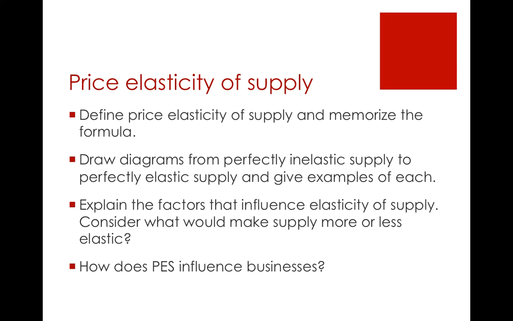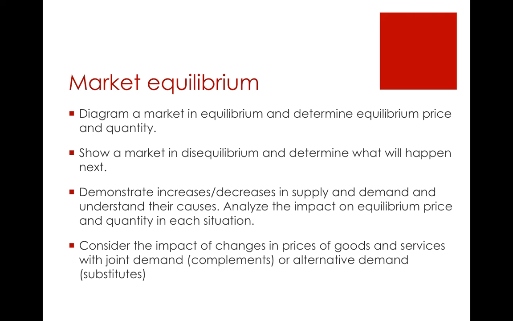Price elasticity of supply is moving towards the producer side. Memorize the formula, know the definition, be able to draw the diagrams like you did for demand from perfectly inelastic supply to perfectly elastic supply and try to find examples for each. Explain the factors that would make something more or less price elastic in terms of supply, and think, why are these estimates relevant to a business?